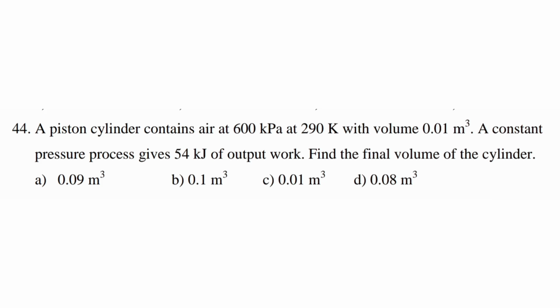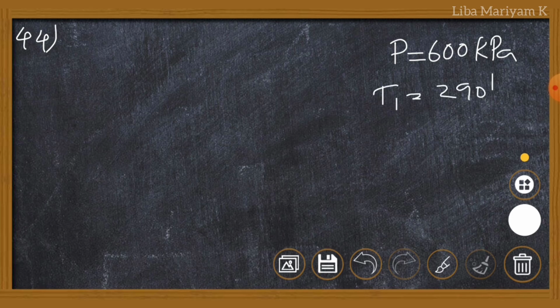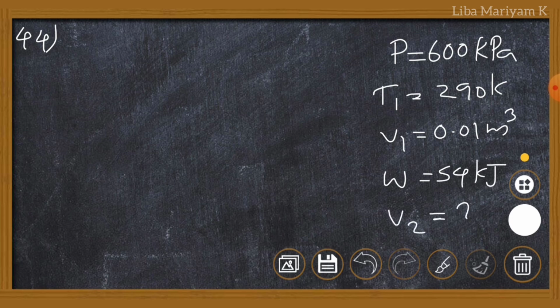44. A piston cylinder contains air at 600 kilopascal at 290 Kelvin with volume 0.01 meter cube. A constant pressure process gives 54 kilojoule of output or work. Find the final volume of the cylinder. Here given that pressure P is equal to 600 kilopascal, which is constant, and initial temperature 290 Kelvin, initial volume 0.01 meter cube, work done is 54 kilojoule. We want to find final volume.